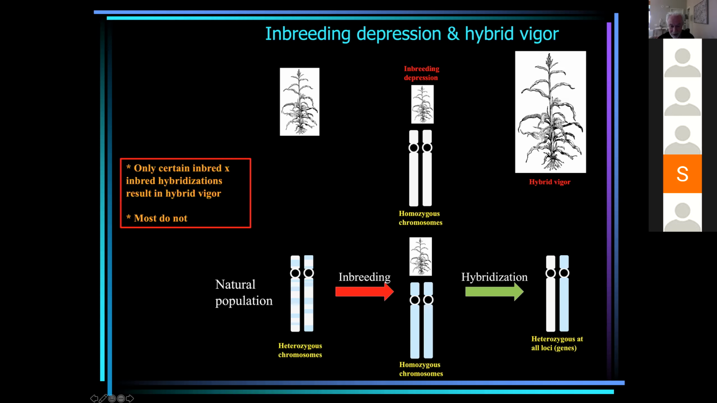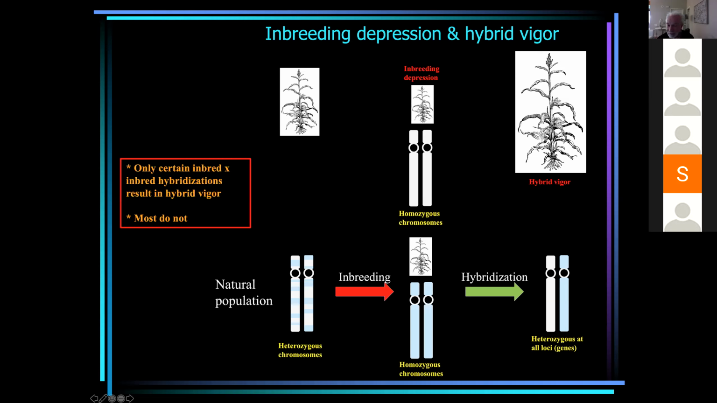But if you cross these two, that's hybridization, and so the progeny have homologous chromosomes, one of which is all white and the other which is all blue. So they're heterozygous at all loci. And that can lead to hybrid vigor, which is a bigger, more robust plant than the original or than either of the inbreeding depressed plants.